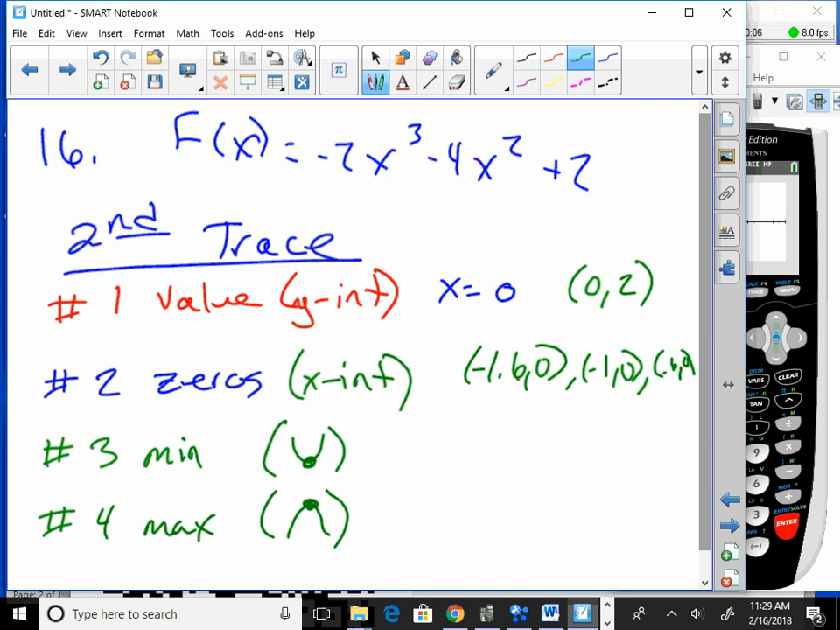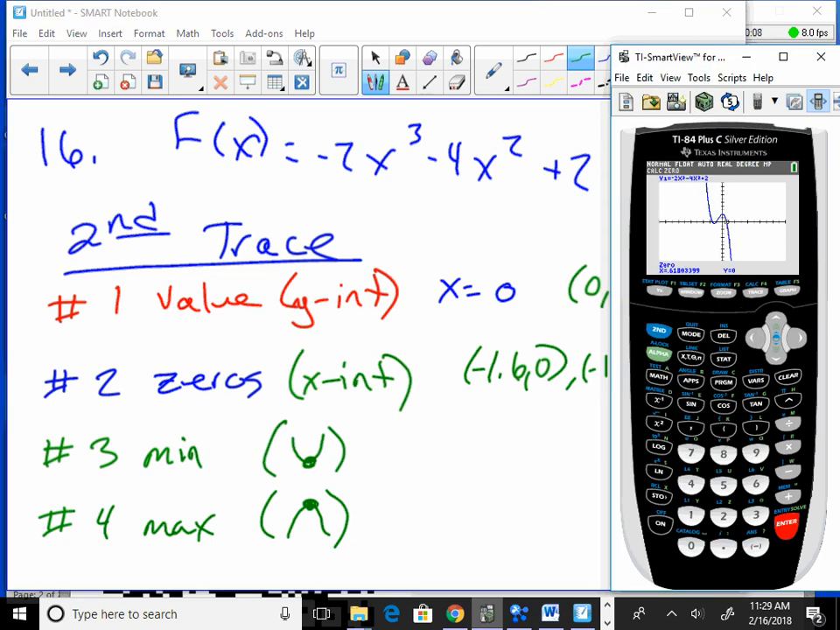Okay, now to find my minimum, I'll go second trace, number 3. Now minimum, I have to make sure I'm going to the spot on the graph where it went down and curved and went back up, so I need to move leftward. Now my cursor's to the left of it, so I hit enter. Then it says right bound, so I move to the right of the minimum, but don't go so far right that I pass up the maximum. Then I hit enter, then I hit enter one more time, and I get negative 1.3, 0.37.